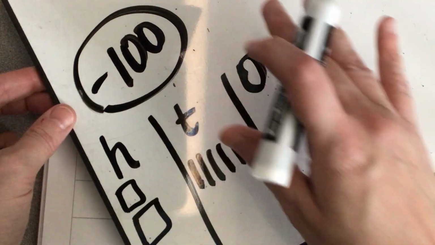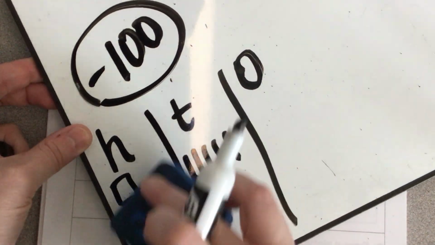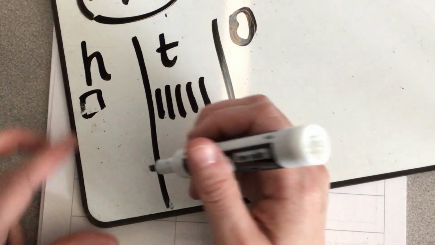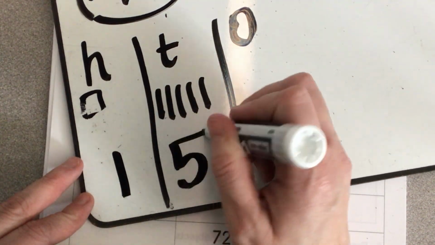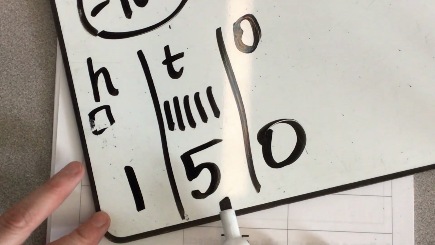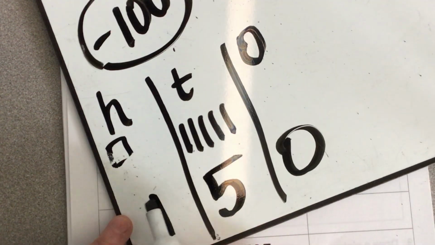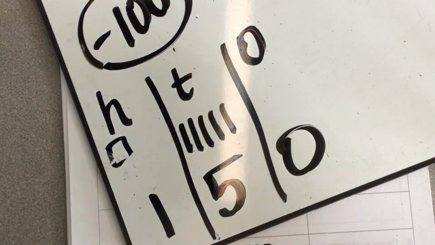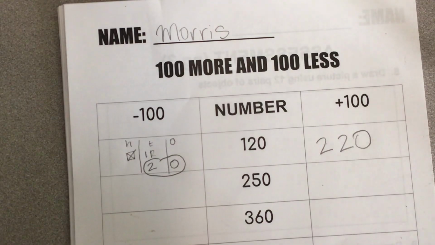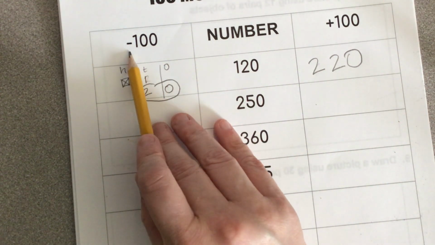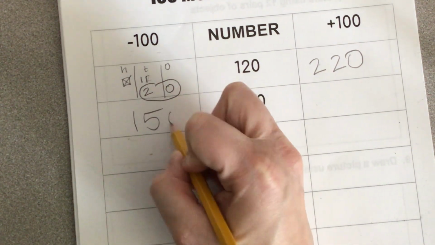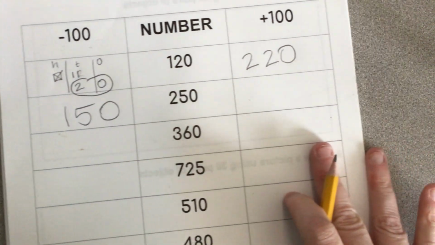Now I'm taking away 100. So I'm going to erase 100 and I'm left with 1. So my new number is 150. Remember, when we're adding or taking away hundreds, our tens and ones place doesn't change. Only our hundreds place changed. So if I take away 100, my new number is 150. So I'm going to write here, make sure you're writing it on the right side. This is minus 100. 150.